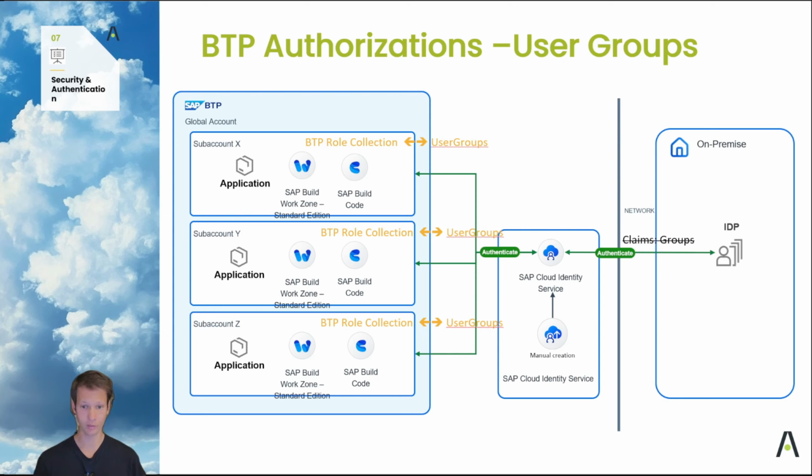And for example, one of those properties could be the user groups. And that allows us to use user groups to map it with BTP role collections. So with that, we have two ways to manage authorizations in BTP. We can use AD groups or LDAP groups, or we can use Cloud Identity Service user groups.